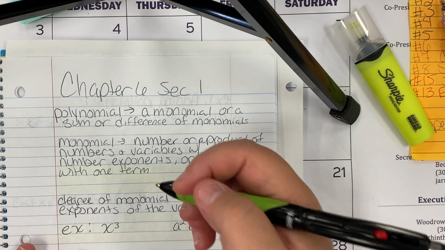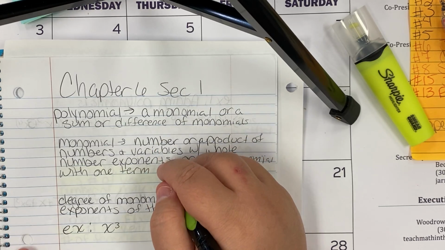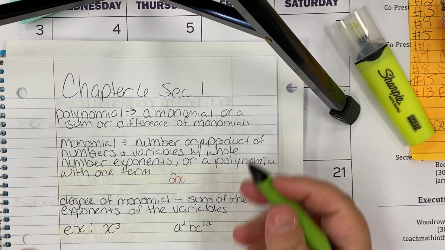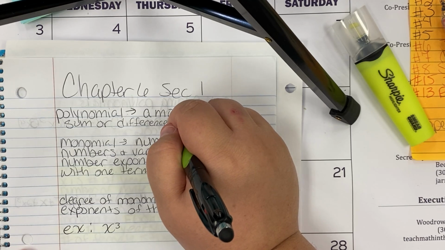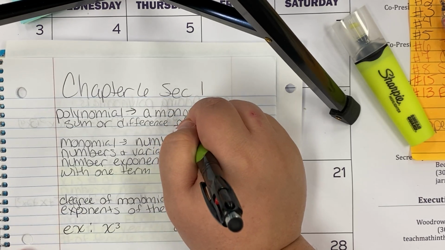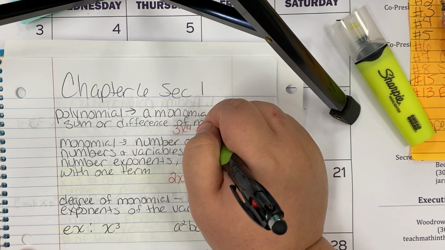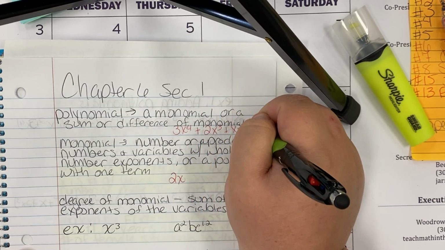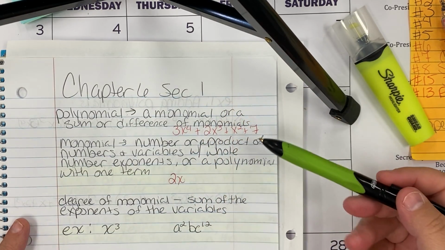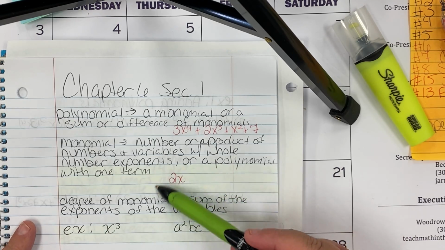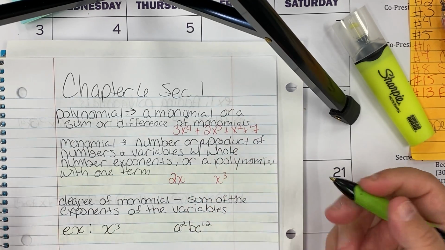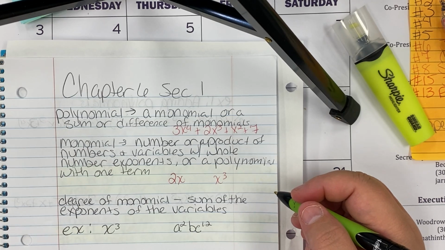So like a monomial is something like 2x. A polynomial is something like 3x to the fourth plus 2x cubed plus x squared plus 7. So polynomial, more than one term. Monomial could be 2x, it could be x to the third. It could be something along those lines.